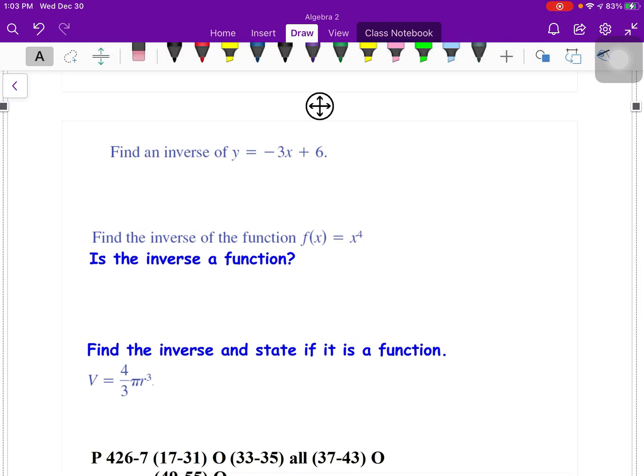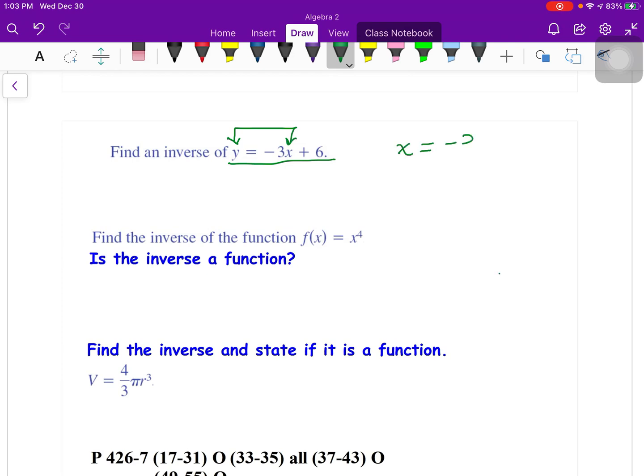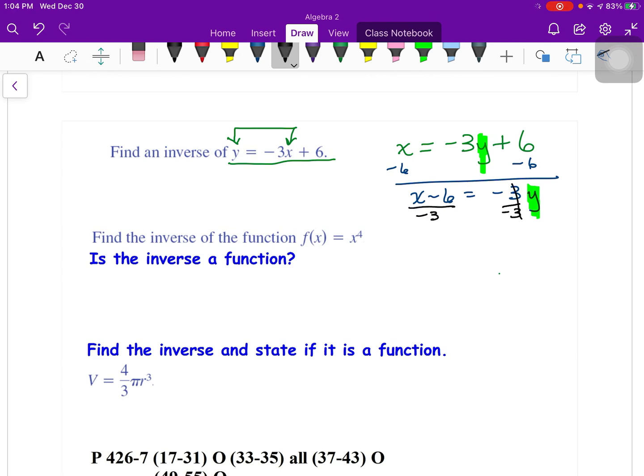Now it says to find the inverse. If you're finding the inverse of an equation, again, to find an inverse means to switch x and y. So I'm going to switch this x and this y. So then it would read x equals negative 3y plus 6. Then I solve for y. So I would subtract my 6, so I have x minus 6 equals negative 3y. Still solving for y, so I would divide by negative 3. So I get y equals negative x over 3 plus 2. That would be my inverse.